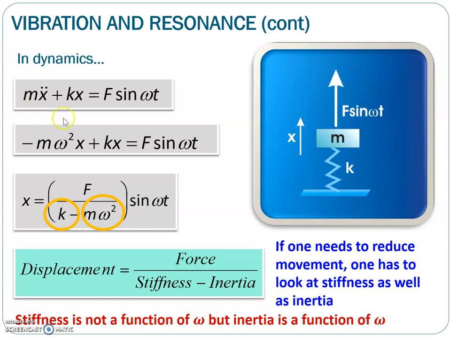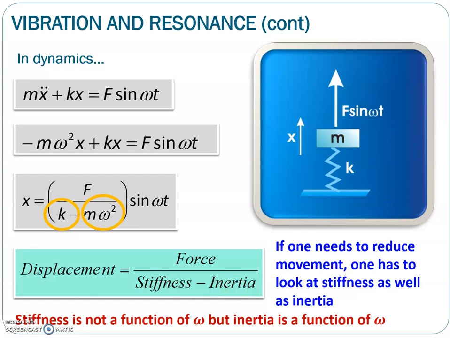Knowing that the acceleration x double dot equals negative omega squared x, as we discussed earlier, rearranging these equations gives the following equation. Displacement or movement x is now equal to force over stiffness minus inertia, k minus m omega squared.